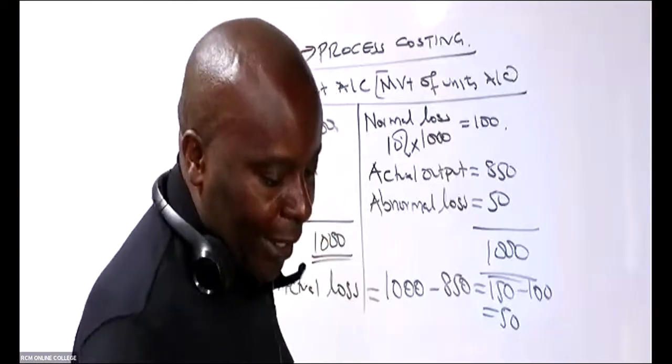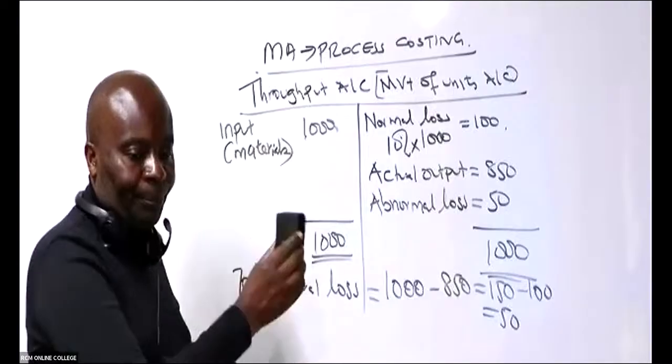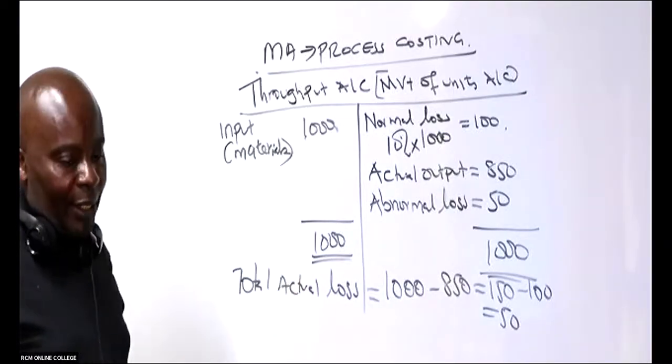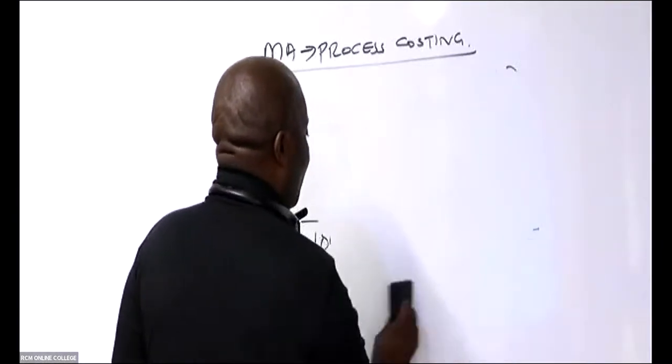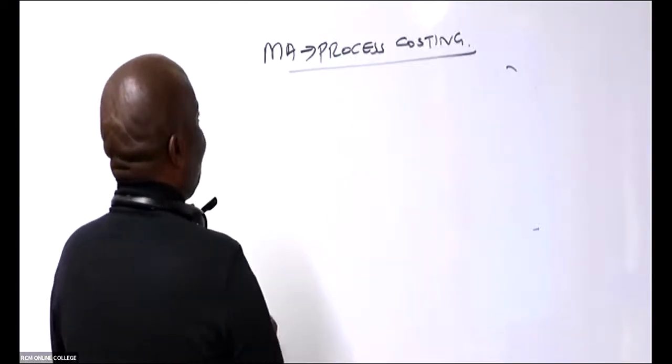Now, after this, you shall be able to go ahead and give us the process account. Can I rub this? It's a question I did yesterday. So go ahead and do for us the process account. And this is how our process account will look like.